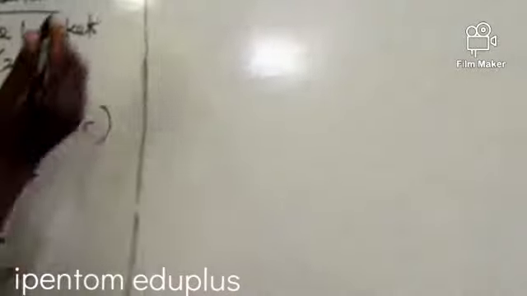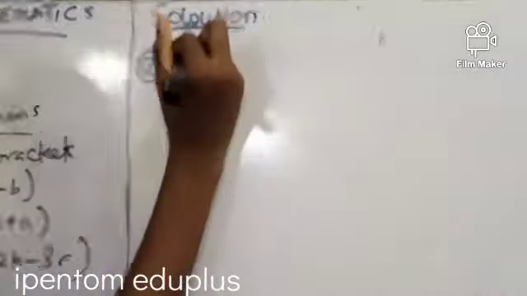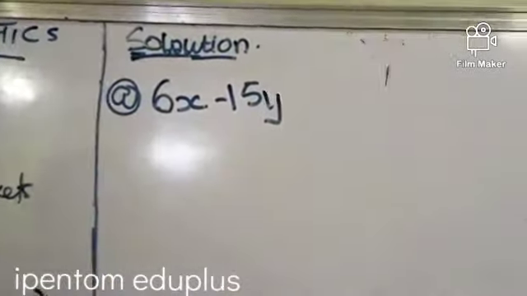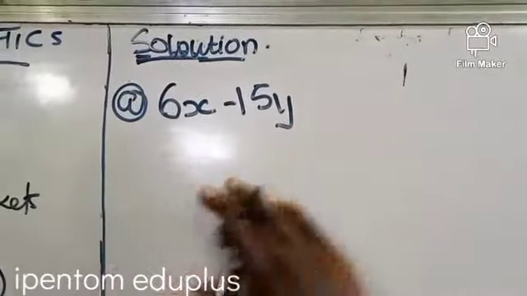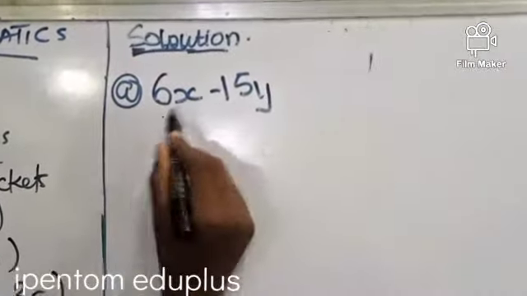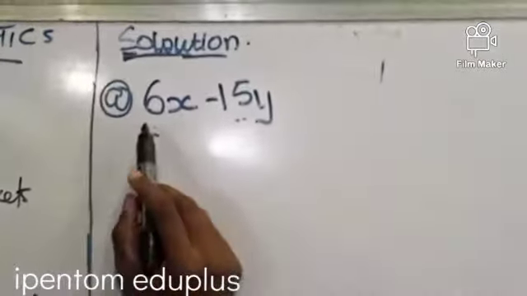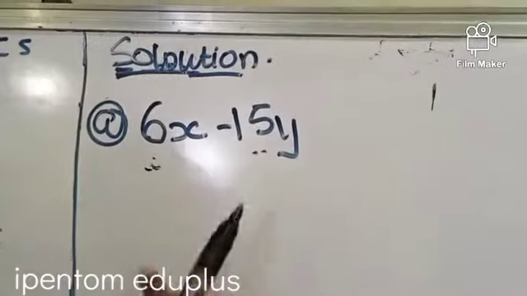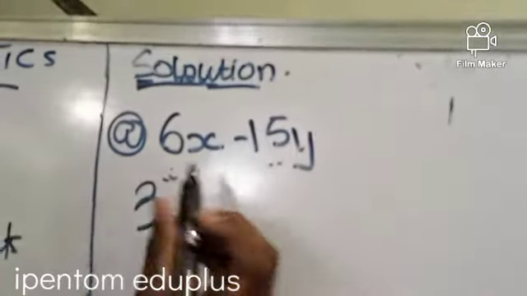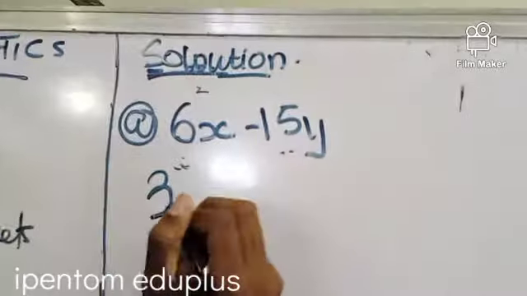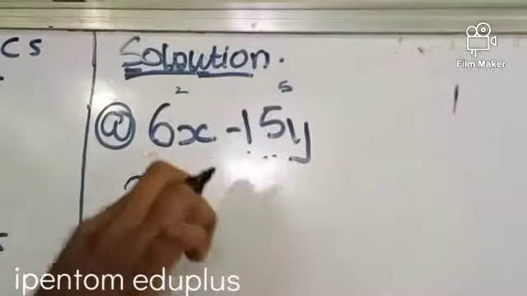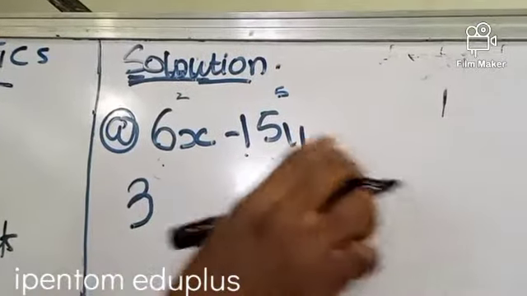So you can start. Okay, the first question is 6x minus 15y. When you're factorizing, you look for the highest common factor. That's when HCF comes in. The highest common factor that can divide 6 and also divide 15 is 3. So 3 in 6 will give you 2 and 3 in 15 will give you 5. So the common factor between 6x and 15y is 3.